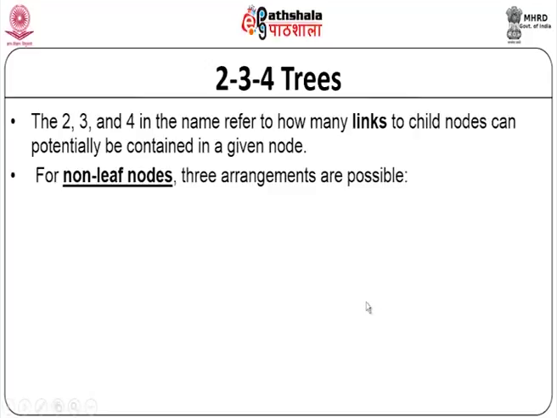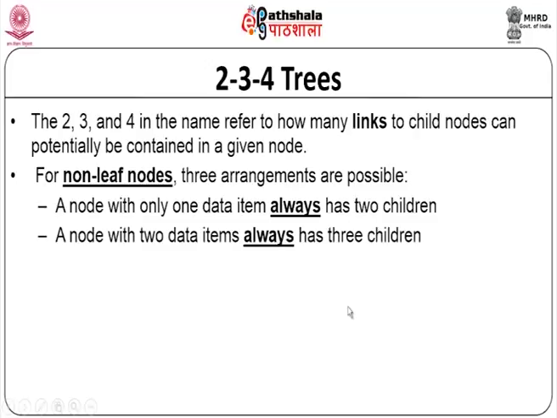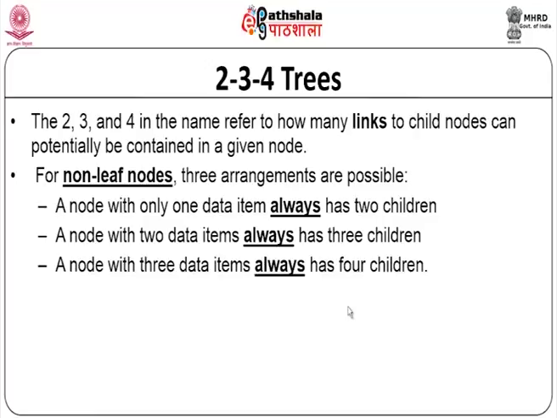For non-leaf nodes, 3 arrangements are possible. A node with only one data item always has 2 children. So, as before in 2, 3 trees, the number of data items is 1 less than the number of children a node has. A node with 2 data items always has 3 children, and a node with 3 data items always has 4 children. So, 1 data item, 2 children; 2 data items, 3 children; 3 data items, 4 children.